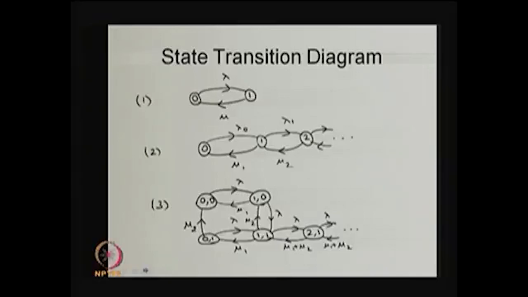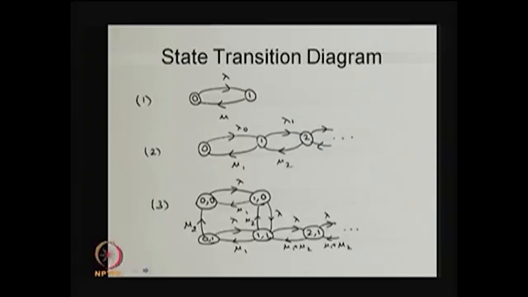Now I am going to give a few state transition diagrams for the time homogeneous continuous time Markov chain. You see the first example, it has only two states, 0 and 1. So, the state space S is {0, 1}, and the time spent in the state 0 before moving into the state 1 is exponentially distributed with the parameter lambda.